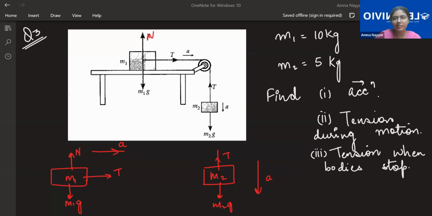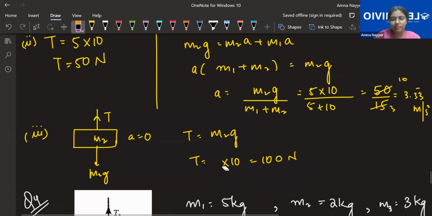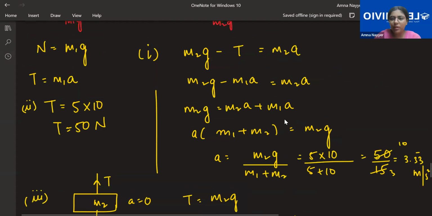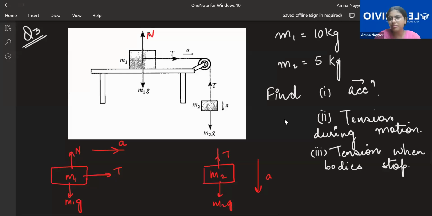Just a thing. M2 was 5, so this will be 50. I have taken M1's value. This is 5, so it will be 15 Newton. So when you calculate using 9.8, you should get a better answer, around 47 point something.